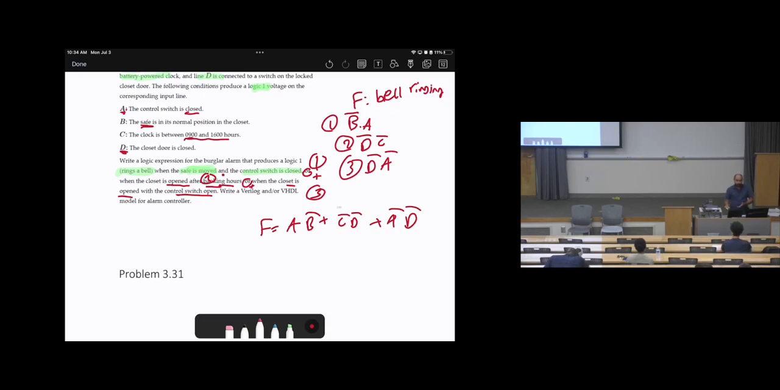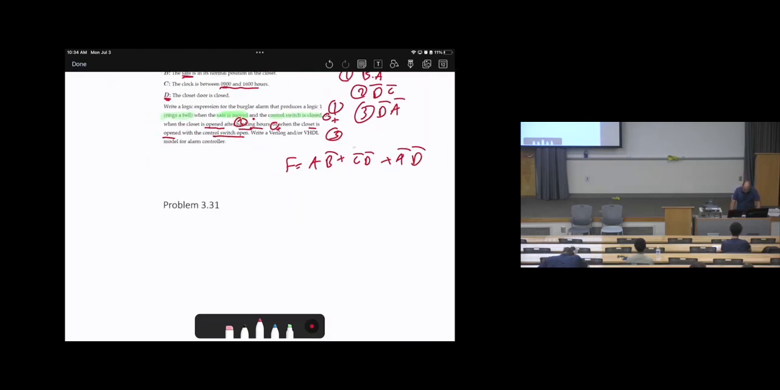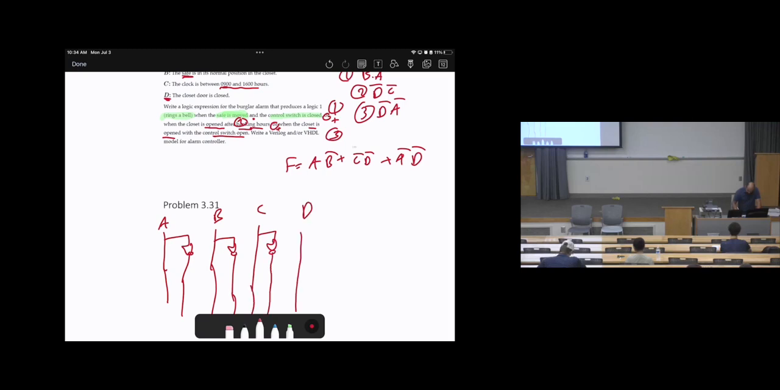If you want to verify this, you can write this in canonical form, do Karnaugh maps, and do it. You will realize that this is the simplest way, so we don't need to do any simplification. So we can say that here is A, this is A bar, B, here is B bar, C, here is C bar, D, here is D bar.